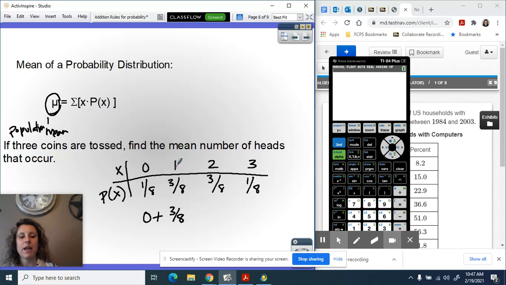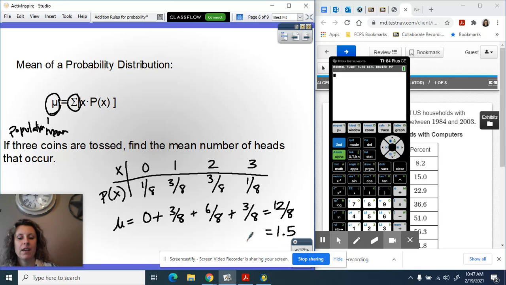So notice we're just multiplying straight down here. 2 times 3/8, that makes 6/8. And 3 times an eighth, that gives me 3/8. I've already put those plus signs in here, guys, but that's what this summation symbol stands for. We add up those to find the mean. So if I add up those fractions, I get 12/8. Now it might make more sense to go ahead and divide that, and we see 1.5 is the average, which makes sense because this is a symmetric distribution. So it would make sense that our mean is right in the middle at 1.5.